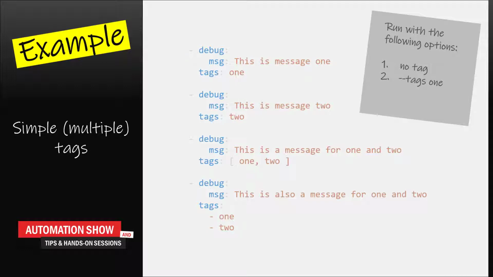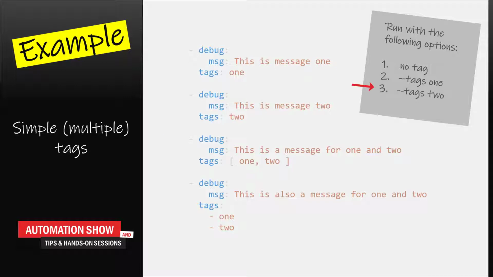If we now apply tag 1, what now happens, it will look at the tags. So the first task, it will run because it has tag 1. So this is message 1 will be shown on the screen. This is message 2 will be skipped. So there you will see in the logging debug skipped for all the hosts that you are running this on. The third task will be run because 1 is one of the tags. And the last one as well, because that's the same as the third.